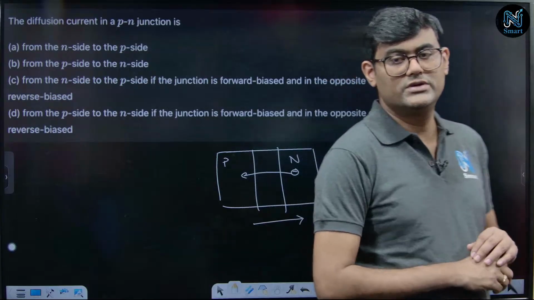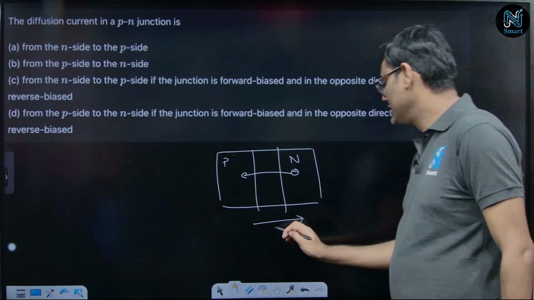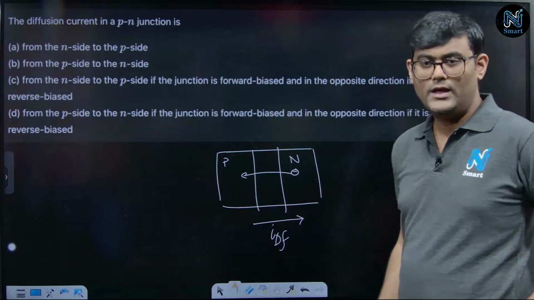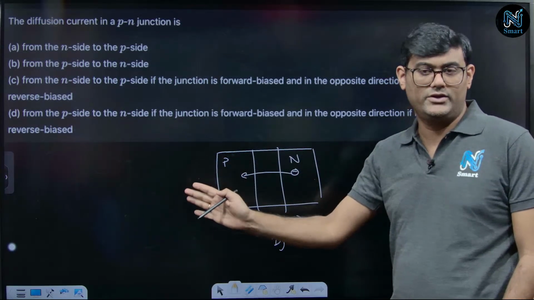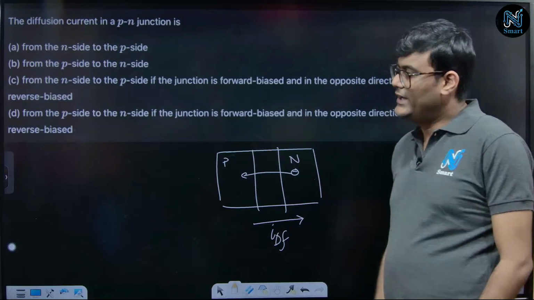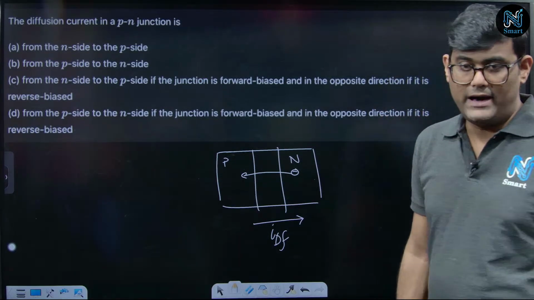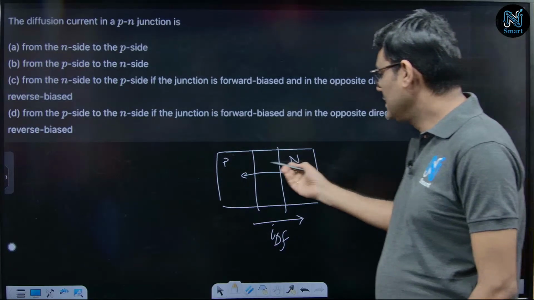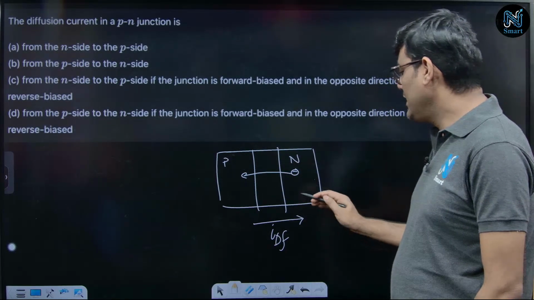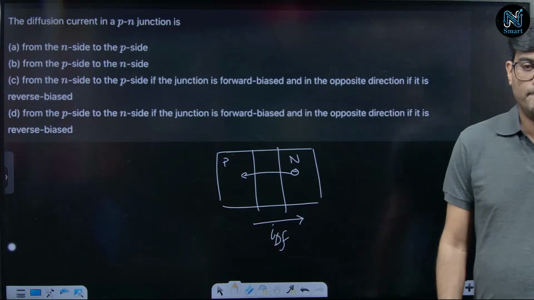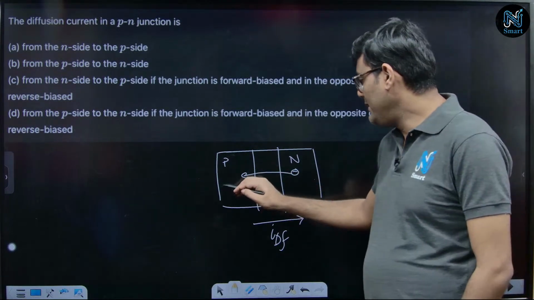This current is diffusion current, and this diffusion current is from P side to N side. Electrons are moving from N side to P side due to the concentration difference. So the current will be from P side to N side irrespective of the bias. Remember, if I use a forward bias, right, then this diffusion current may decrease, right? Its magnitude can decrease if I use a forward bias.